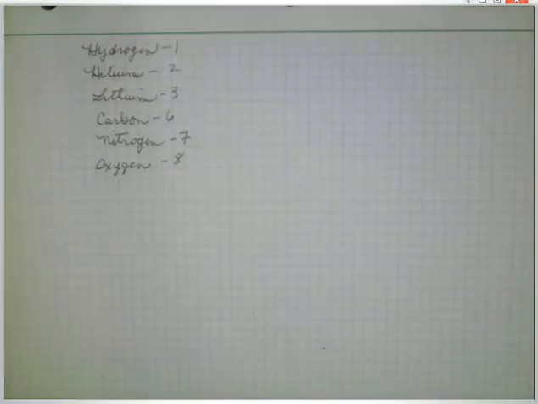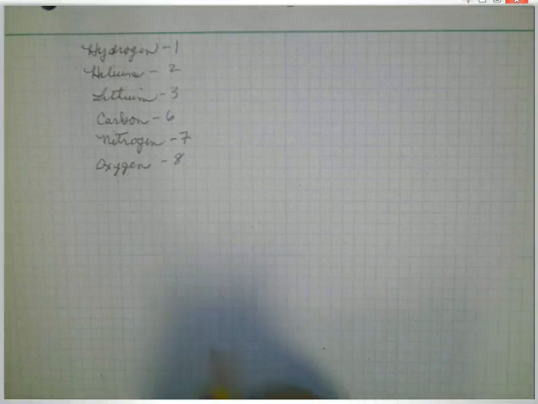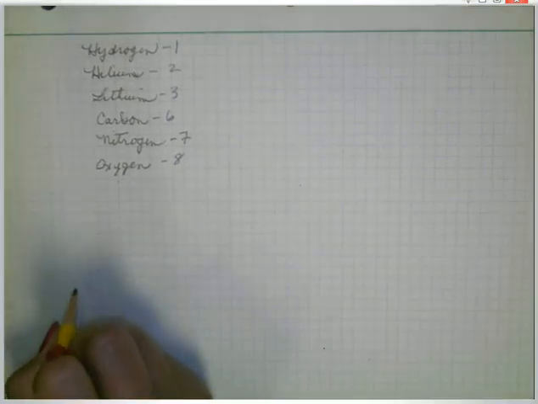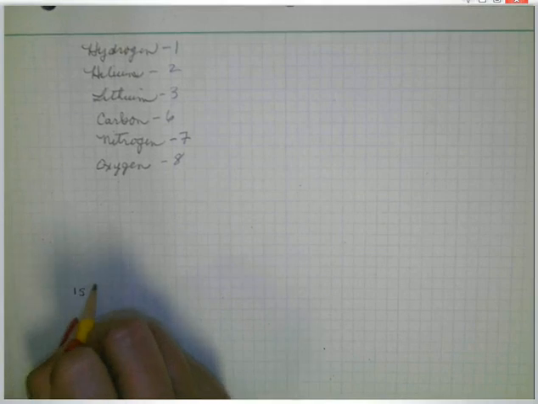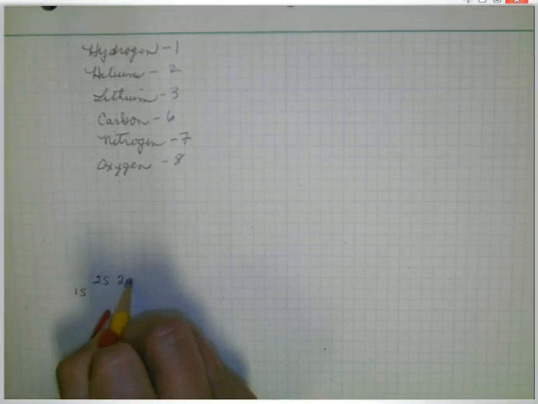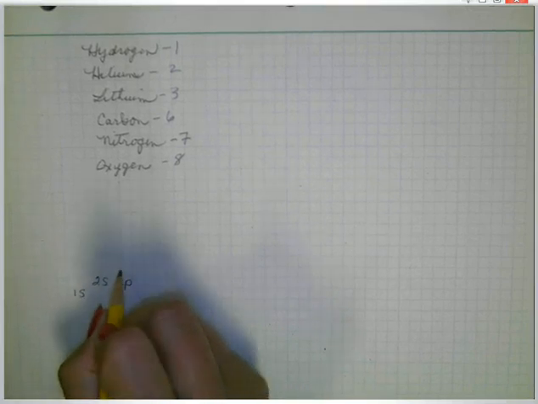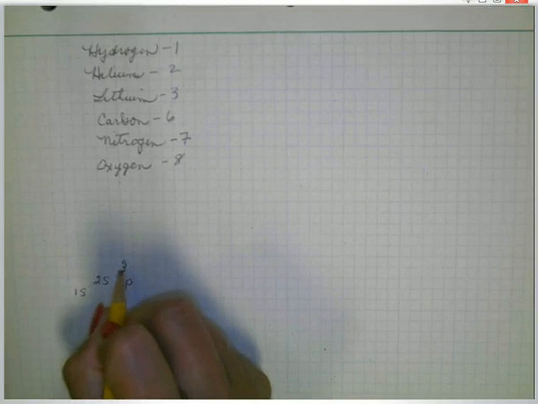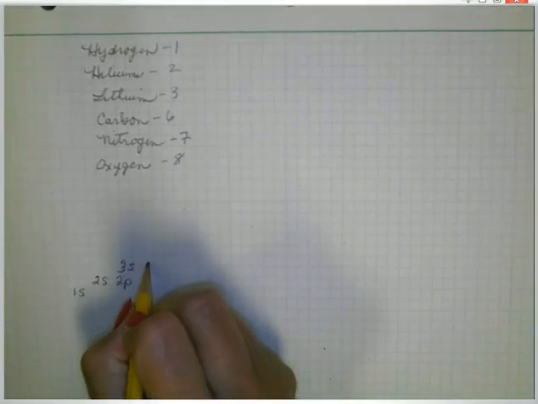You can use the one from the book. I'm going to use the one that I prefer because I can't do all those diagonals. So I start down here towards the bottom of my page with 1s. I go up one block and over one block and write 2s, and on the second level there's also 2p, so I write that down. Then I go up from the 2s and over one block and write 3s. We always start with s. And then we go to 3p.